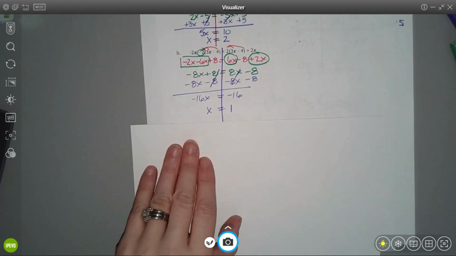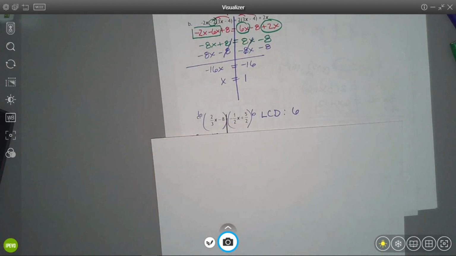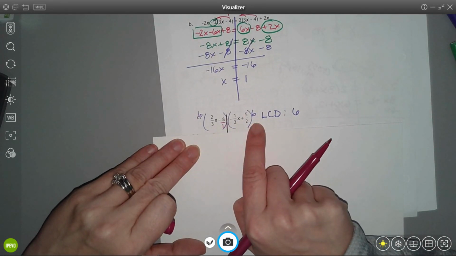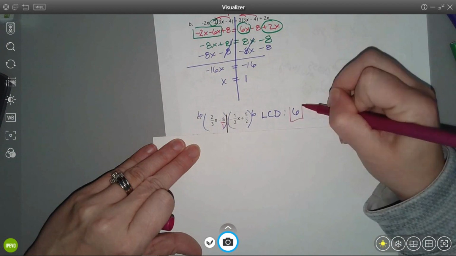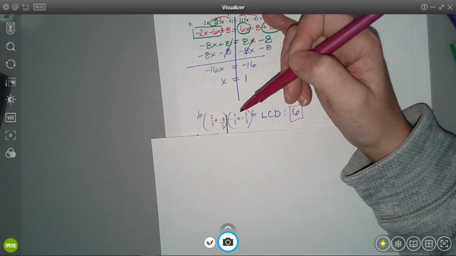Down here on letter C, remember I talked about having to find the least common denominator. When I look at my denominators, guys, that 8 has a 1 with it. My denominators are 3, 1, and 2. My least common denominator is going to be a 6. Okay, so I want to multiply everything by that 6.